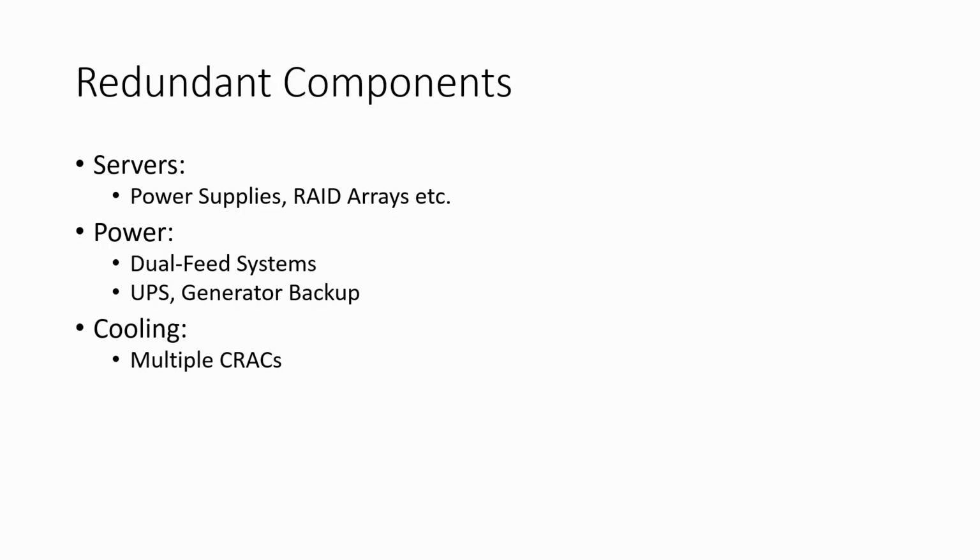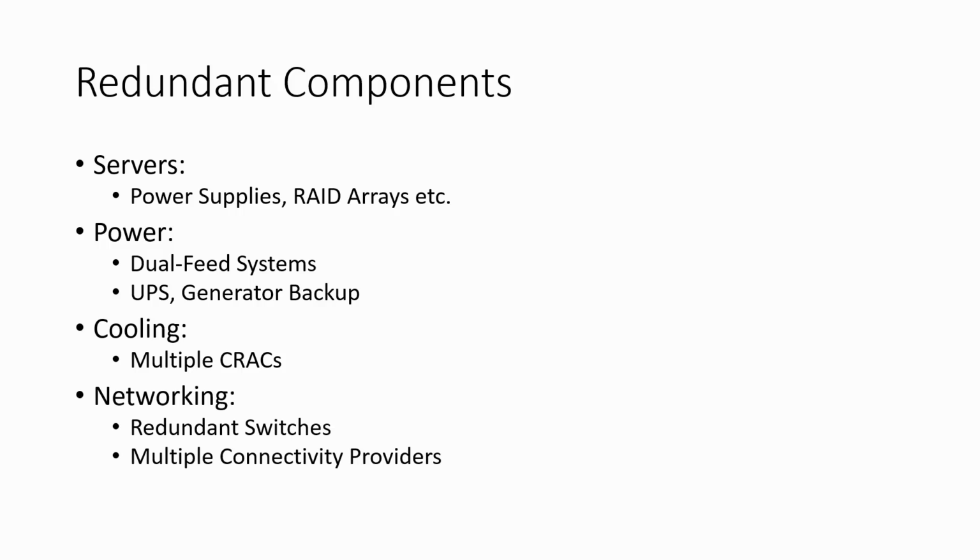As far as cooling is concerned, many data centers are designed to have multiple computer room air conditioning units. In case one or more failed, they would still be able to keep the data center active. As well, in networking, there are topologies which allow use of redundant switches. So in case a switch fails, the data center is still active and running. Many data centers also use multiple connectivity providers to provide a basic level of connectivity in case the main ISP that is connected to the data center fails.